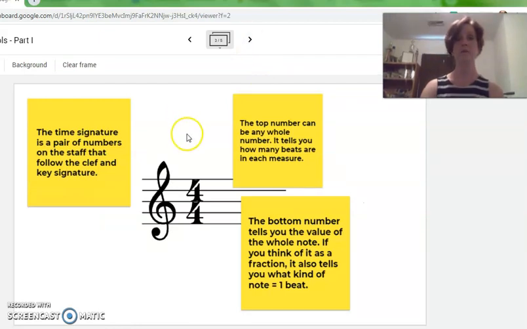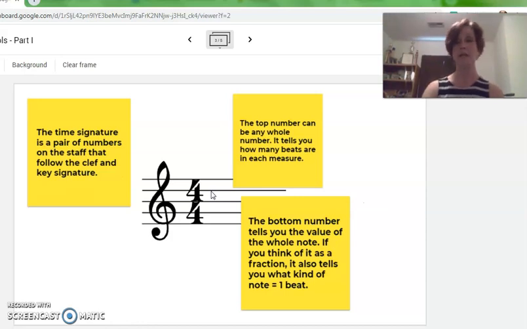Next, we're going to talk about time signatures. The time signature is a pair of numbers on the staff that follow the clef and the key signature. So there are 2 numbers, one stacked on top of another, and the top number can be any whole number. It tells you how many beats are in each measure. In this case, there would be 4 beats.